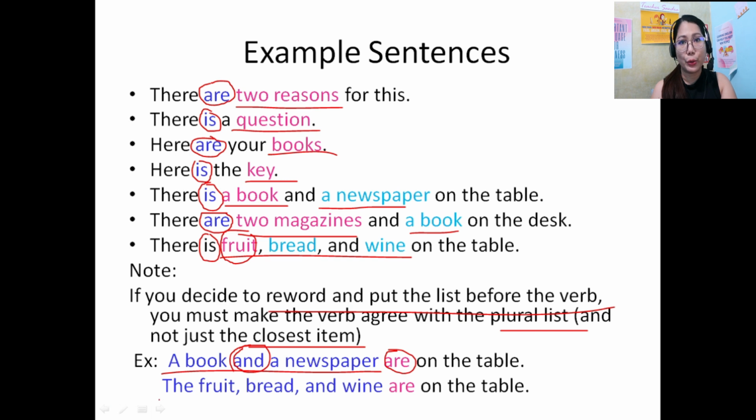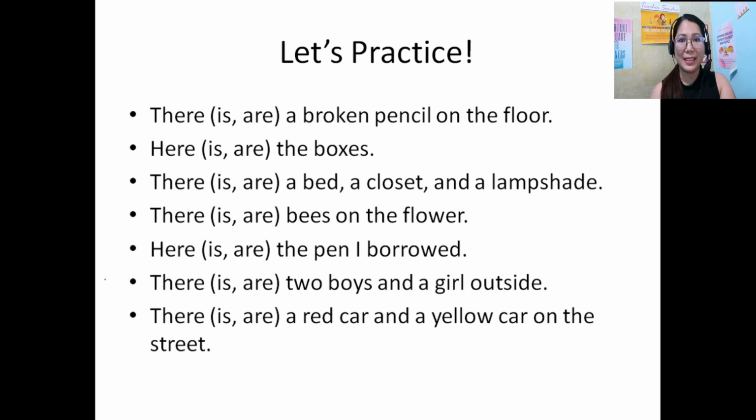Same with the fruit, bread, and wine. Three different items, not just one unit, so the subject is plural. Then you have to use the verb are. So: the fruit, bread, and wine are on the table. So don't be confused when you reword that. But in the there is, there are rule, it should be there is. So let's practice.